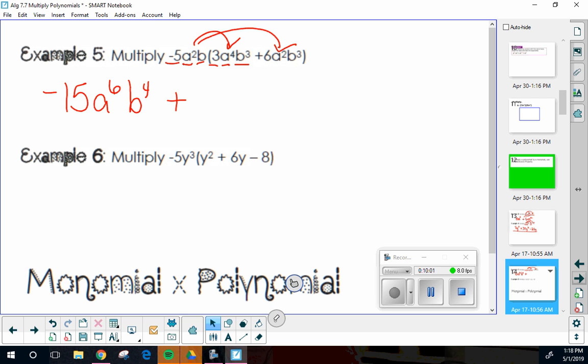Then negative 5 times 6 is what? Negative 30. So what happens to this right here? Yep, it becomes a minus sign. So we'll erase it and put a minus. And then again, a squared times a squared is a to the, and then b times b cubed is b to the 4th. Perfect. Okay, y'all do number 6. And then here in a minute, I'll do number 6, and you can check your answer with me when you're done.